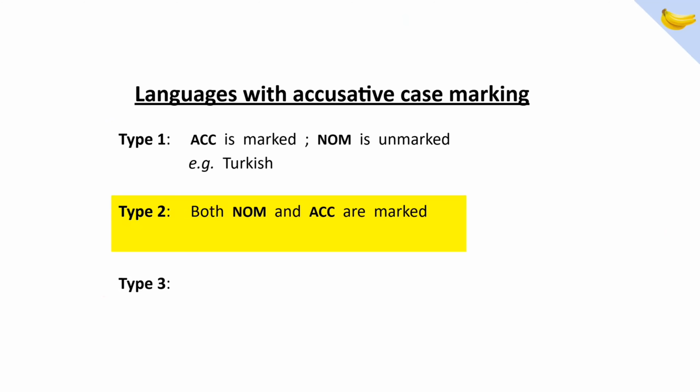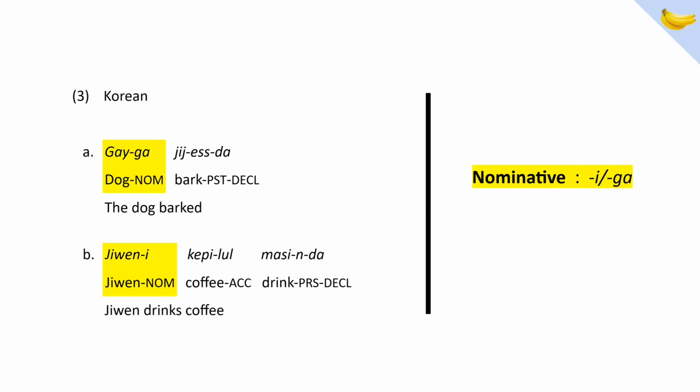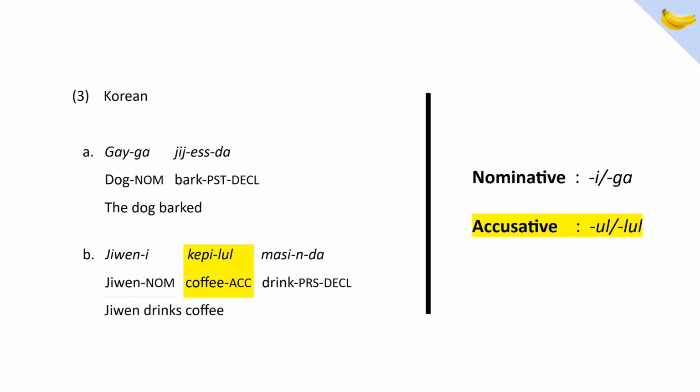Moving on to languages of the second type, we find overt markers for both the nominative case and the accusative case. In Korean, for example, we see nominative case marked by the suffix i, ka, and accusative case marked by the suffix 을.